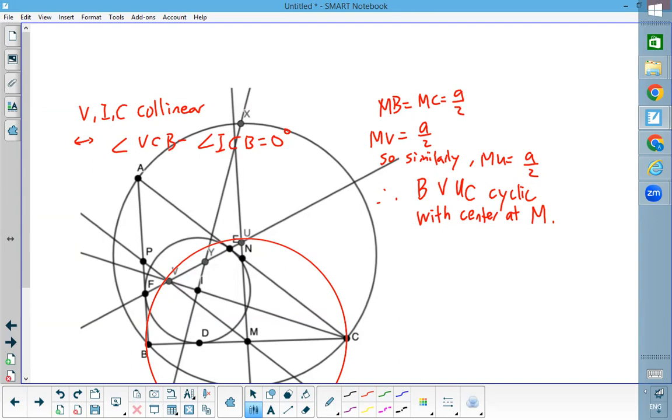Why is that the case? Let's look at the angle VCB. What is angle VCB equal to?